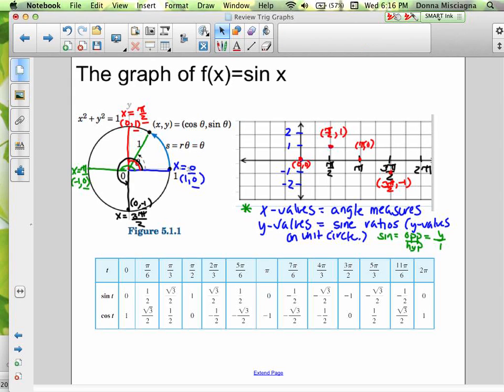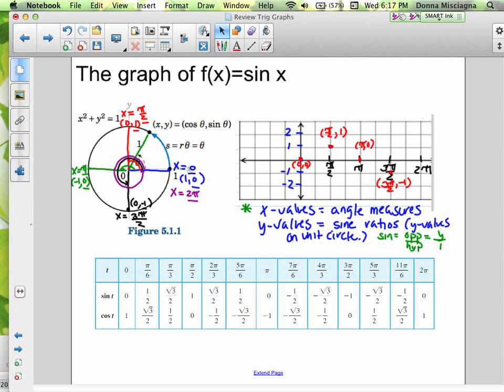And then if we were to go all the way around the circle, okay, we've gone 360 degrees. That's also 2 pi. So now 2 pi is going to be the x. And that point is still 1, 0. 0 is going to be the y.